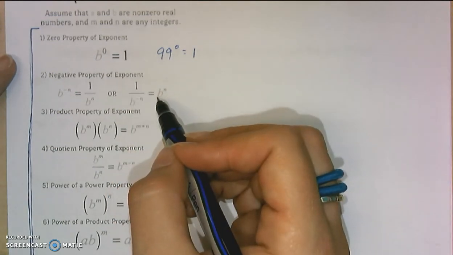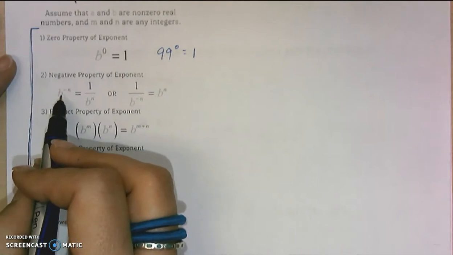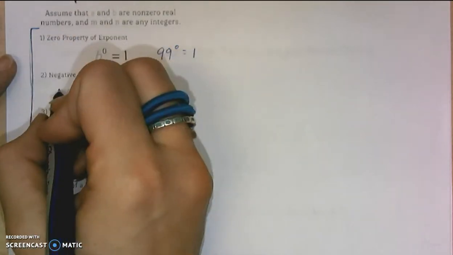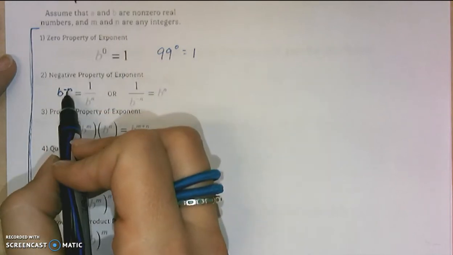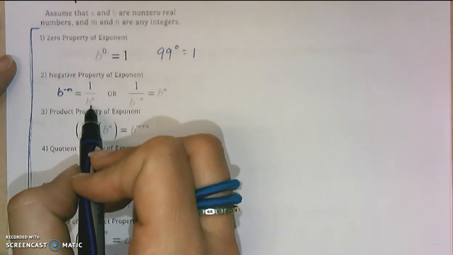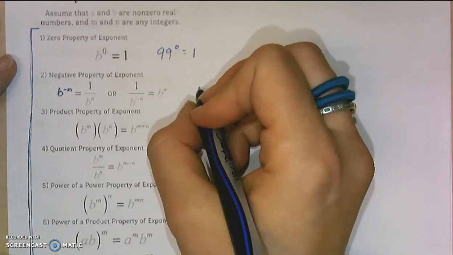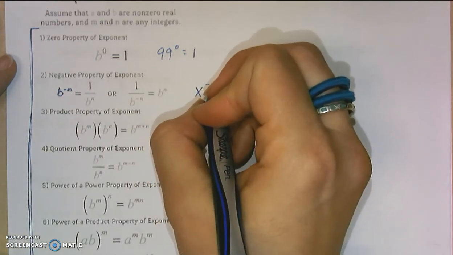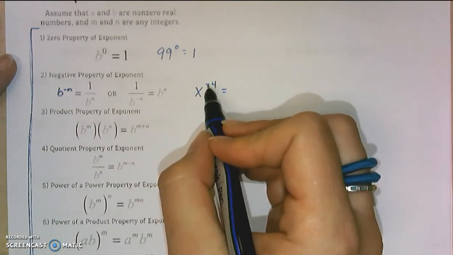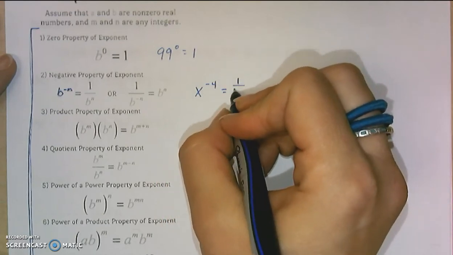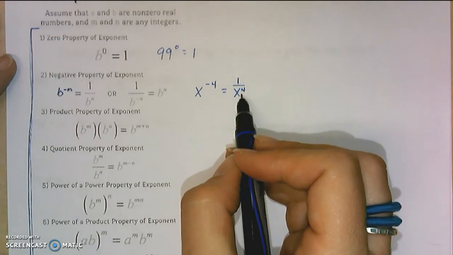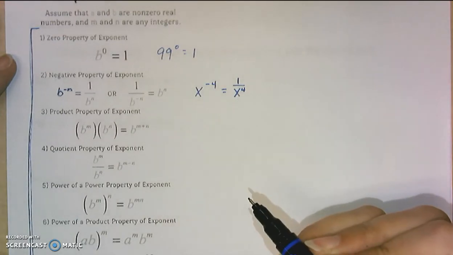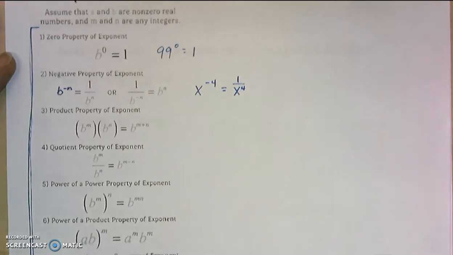Negatives. You cannot have a negative exponent. We're not allowed to have a negative exponent. If we have a negative exponent, negative n, to get rid of the negative, we throw it to the bottom of a fraction. For example, if I have x raised to the negative 4, to get rid of this negative, I'm going to throw it to the bottom of a fraction. Okay, so no negative exponents.